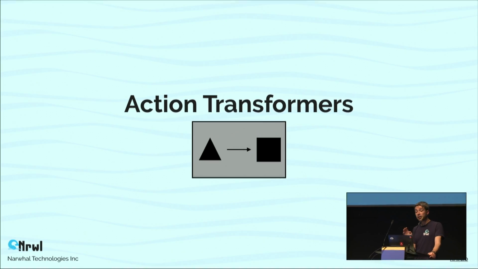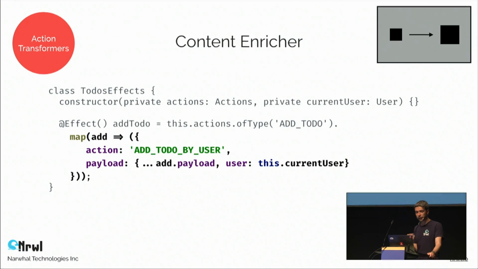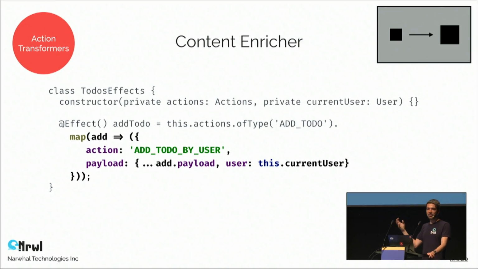Okay? So the next building block of our effects classes are action transformers. Okay? And the purpose of a transformer is to take an action and massage it or transform it into a different action. And it's very straightforward. The two most common ones, the first one is the content enricher. The content enricher takes an action, takes some information from elsewhere, and adds it to the action and emits a new one.